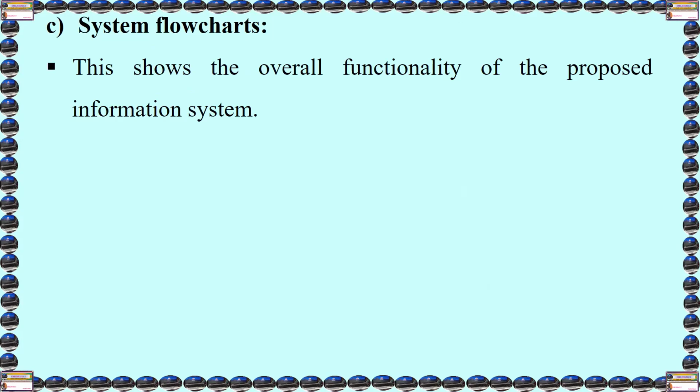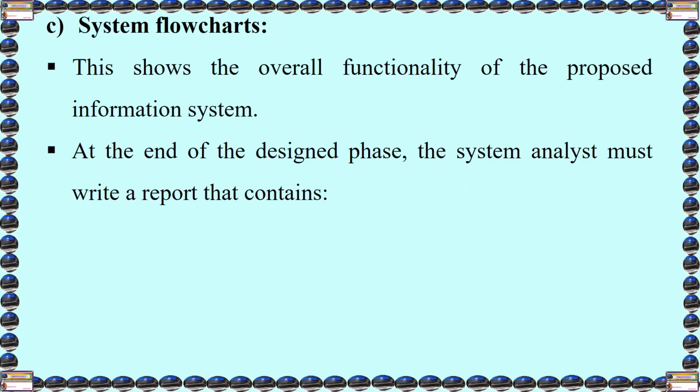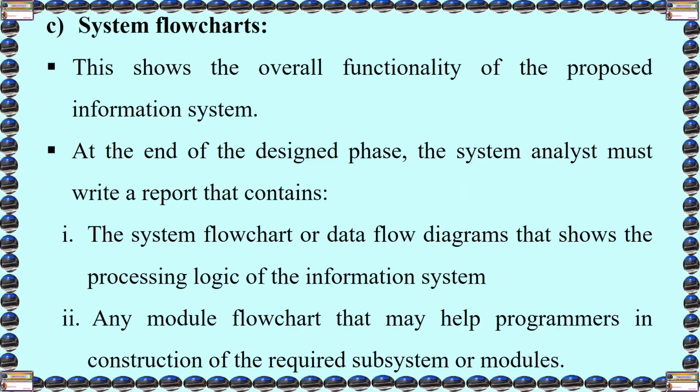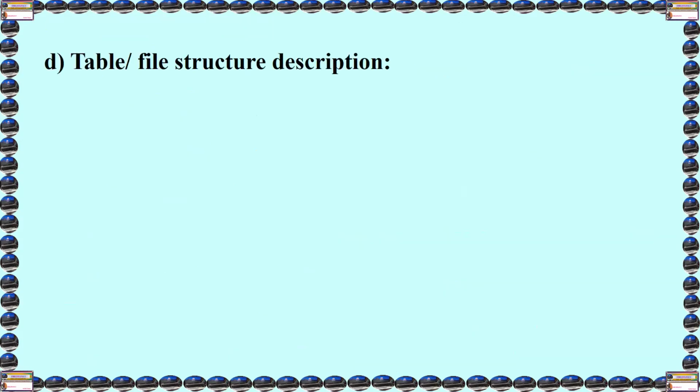Number 3, system flowcharts. Now, system flowcharts show the overall functionality of the proposed information system. At the end of the design phase, the system analyst must always write a report that contains the following. The system flowchart or data flow diagrams that indicate how the processing logic of the new system works, and any module flowchart that may help programmers in the construction of the required subsystems or modules.